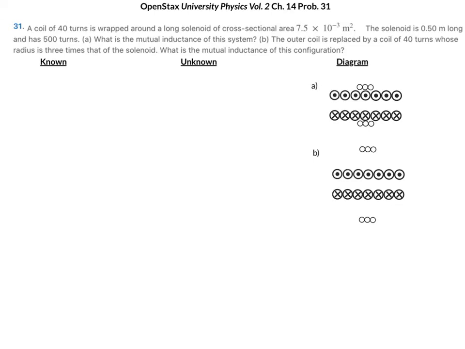Now the problem is not very clear. I assumed that what they're saying is that the solenoid has a current going through it, so the solenoid would be the primary and the coil will be the secondary. So that's why I drew current in the solenoid. So it basically comes out at us, goes in, out, in a three-dimensional pattern here. So the difference between part A and part B is that this radius is larger.